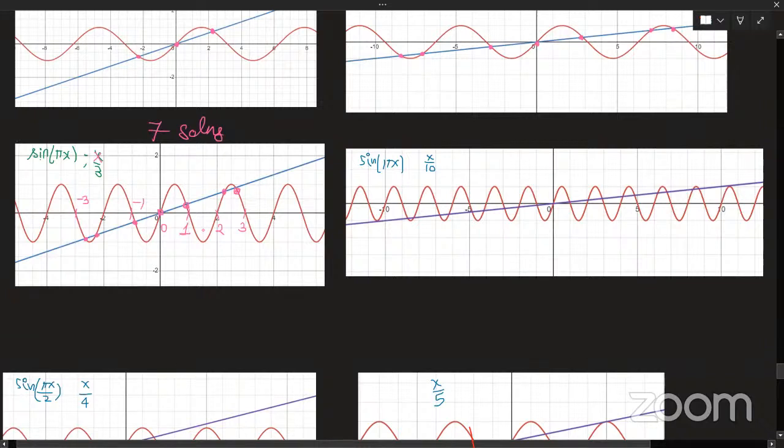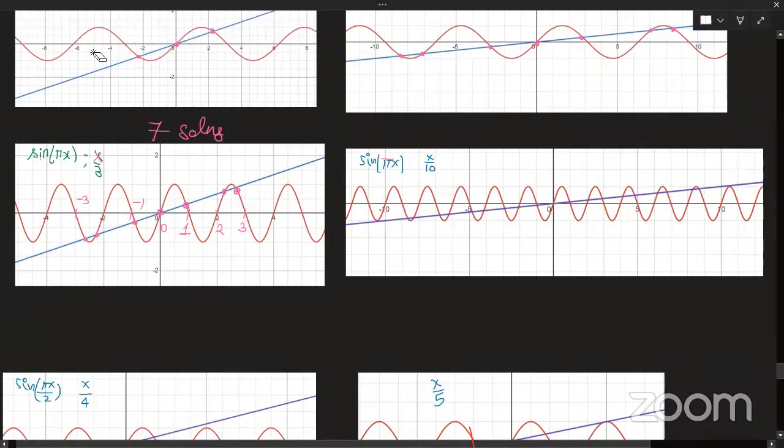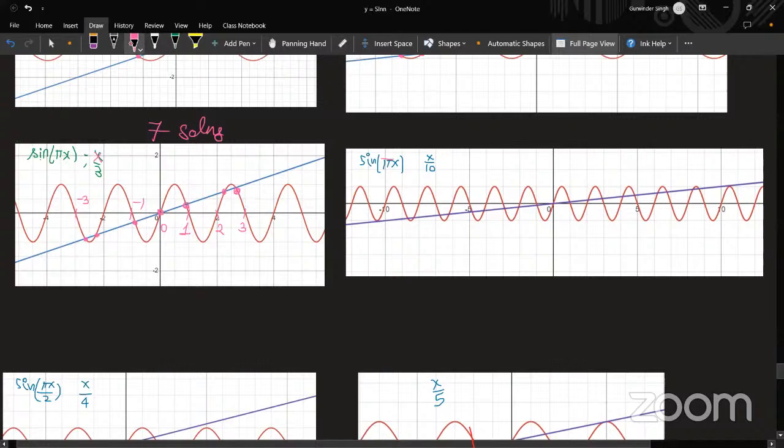Similarly, coming back to this one. Now, this is sine of pi x. So what is sine of pi x basically?